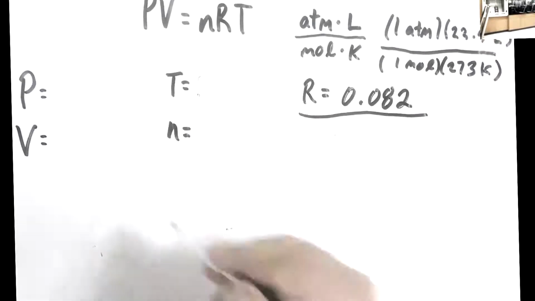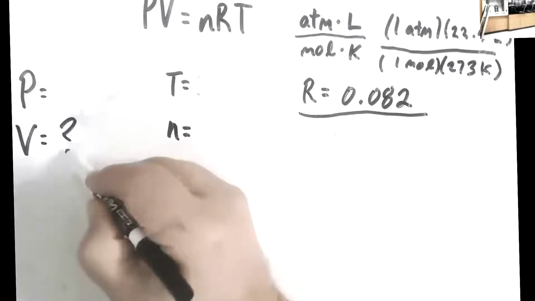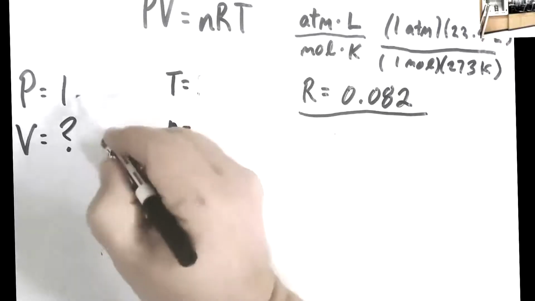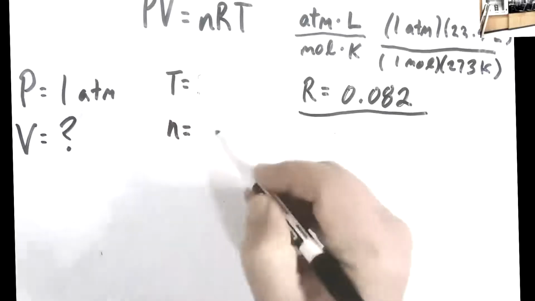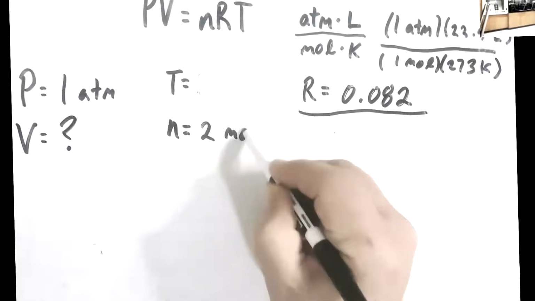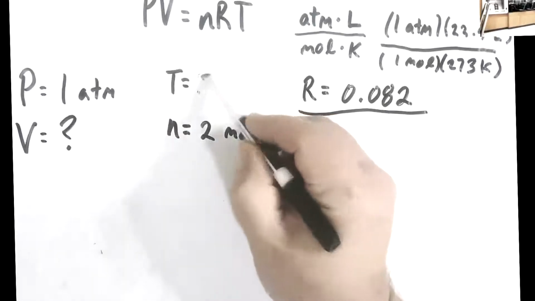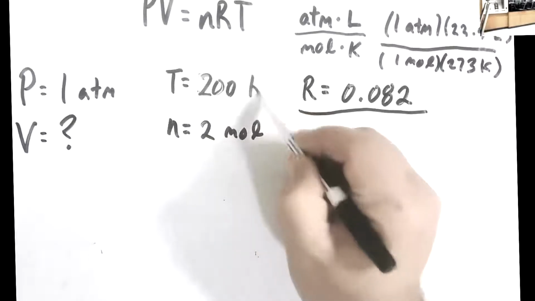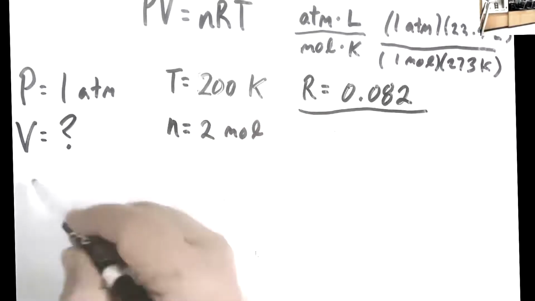Let's now have a problem where we're going to solve for volume, where volume will be the unknown. We'll say that the pressure is 1 atmosphere. This time, let's say that we have 2 moles of a substance. Let's say that the temperature is a little colder, 200 Kelvin. All right, so we set her up.